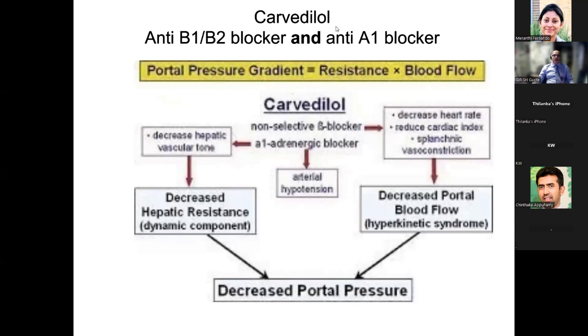So carvedilol is a non-selective beta blocker. It has an anti-beta-1 and beta-2 blocker and an anti-alpha-1 blocker mechanism of action, and it does cause a decrease in the portal pressure by decreasing both the hepatic vascular tone and also causing some splanchnic vasoconstriction really. And we've found that to be effective.